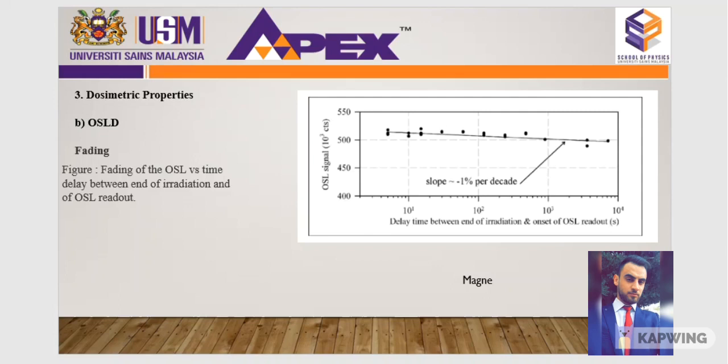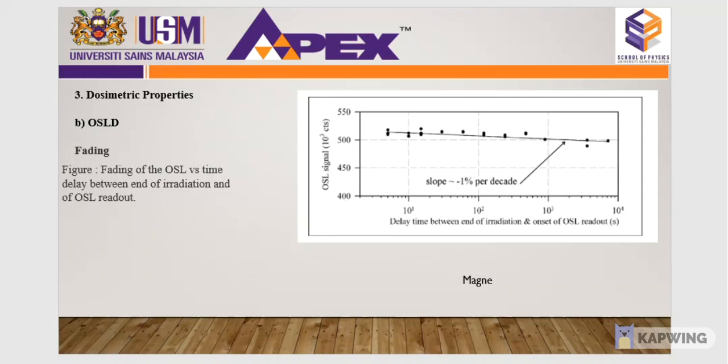Dosimetric properties. The TLD and OSLD dosimeters are practical, accurate, and precise tools for point dosimetry in medical physics applications. Fading, which can be defined simply as the spontaneous loss of signal with time, is one of the most important properties that a detector can have.